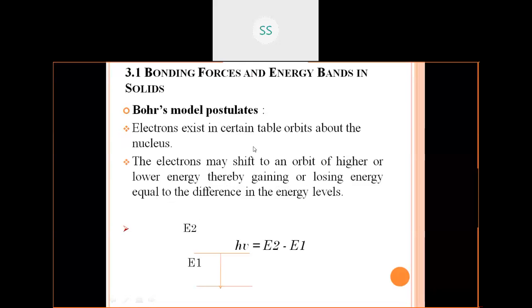So the postulate says that the electrons are present in a particular orbit. They are not only present in a particular orbit around the nucleus, but whenever the electrons shift from one orbit to another orbit, they may lose energy or they may gain energy. And the amount of energy that is lost or gained is equal to the difference between the energy levels.